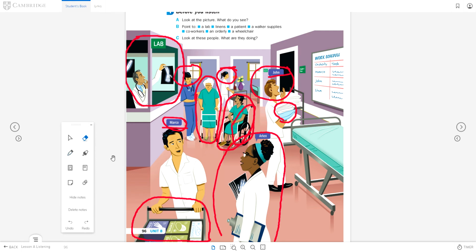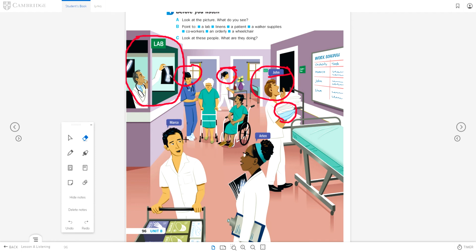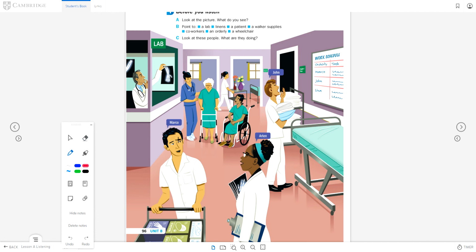Let me just erase everything. Tell me, can you see? Now look, what is Marco doing? What is Arlen doing? What are they doing? What is John doing? Can you answer me? And what is this person doing? Who is this person? And what is this person doing here?